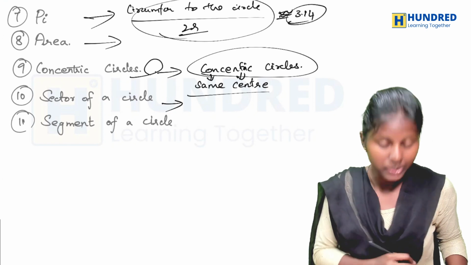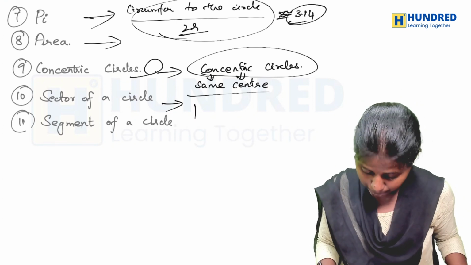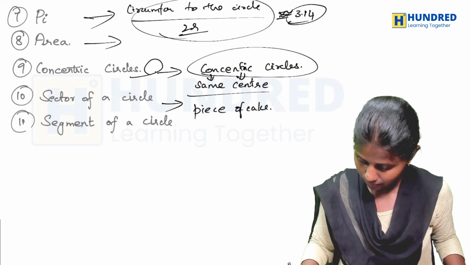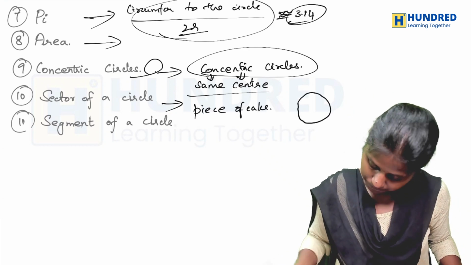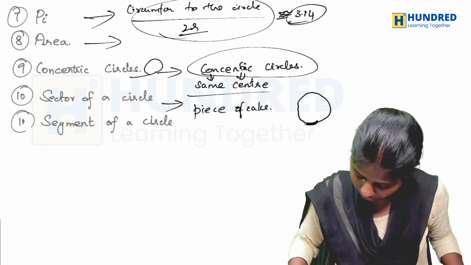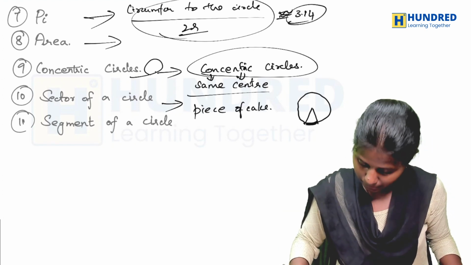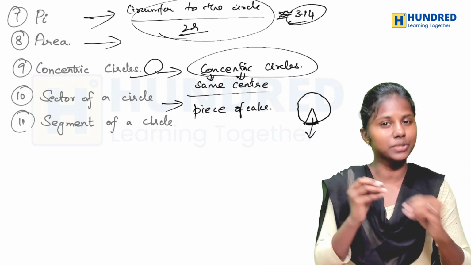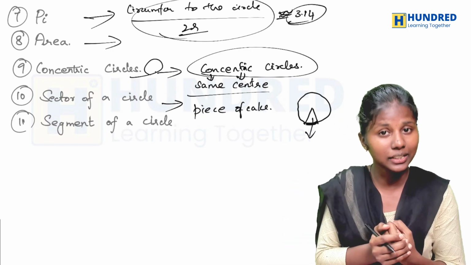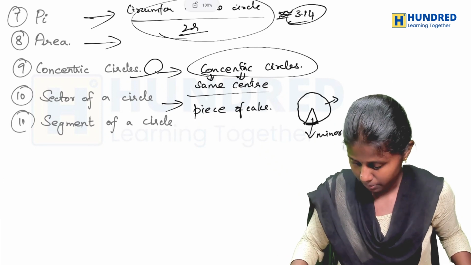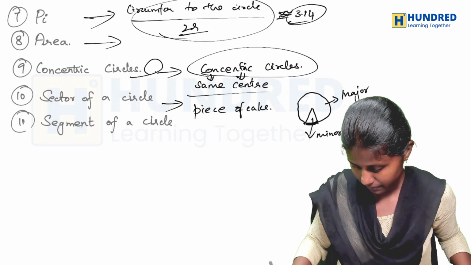And when I talk about sector of a circle, it means piece of cake. When I have a circle and I have an arc drawn to the center by radius, this separates the circle into sectors. The smaller part is called the minor sector and the larger part is called the major sector.